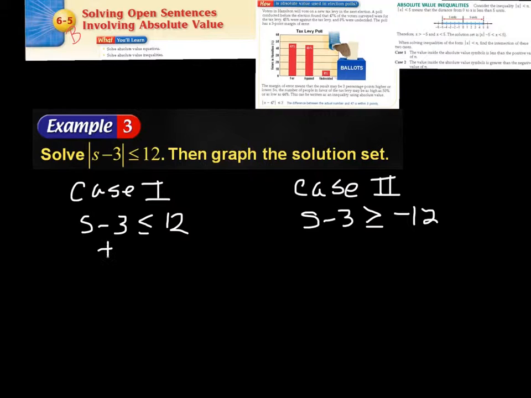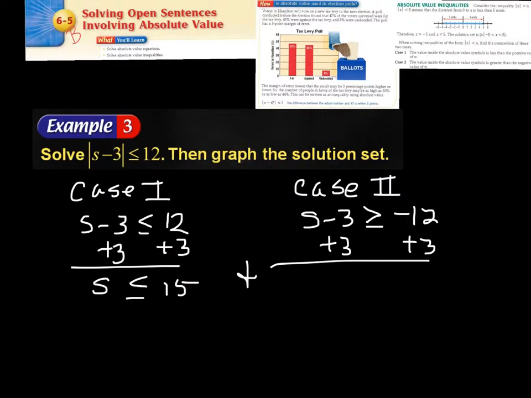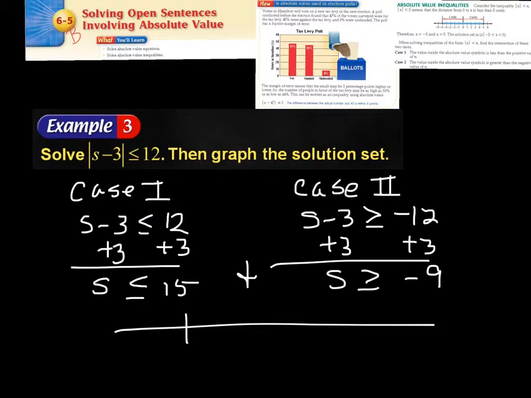To solve, all we have to do is add 3 to both sides in both inequalities. So I have s is less than or equal to 15, and this is a less than, so it's going to be "and." Add 3 to both sides: s is greater than or equal to −9. So when we graph the intersection, I'm going to make my lazy graph here, it's greater than or equal to −9 and less than or equal to positive 15. So that's our betweenness looking deal.